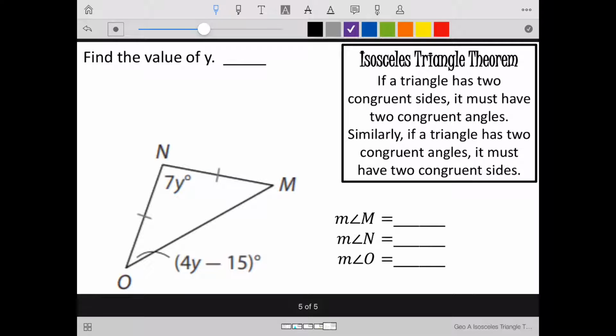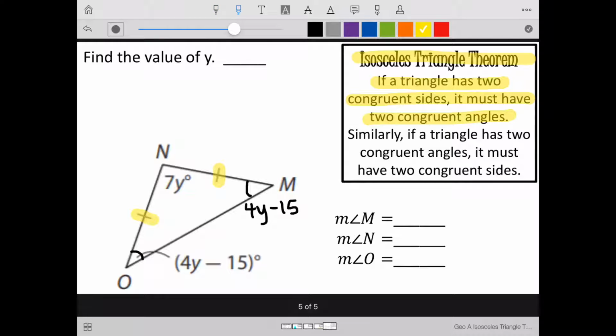Again, we want to keep our isosceles triangle theorem in mind. In this triangle, we have two congruent sides. If a triangle has two congruent sides, it must have two congruent angles. So which angles are going to be congruent? Well, the ones across from the congruent sides. So angle M is also 4y minus 15.